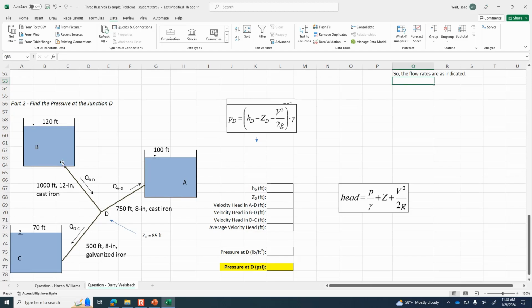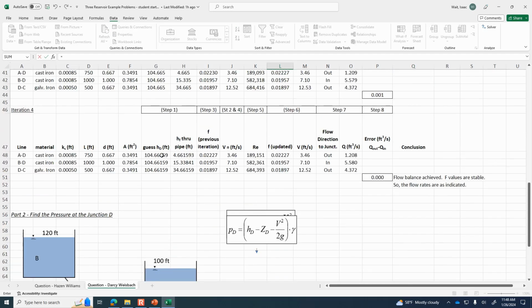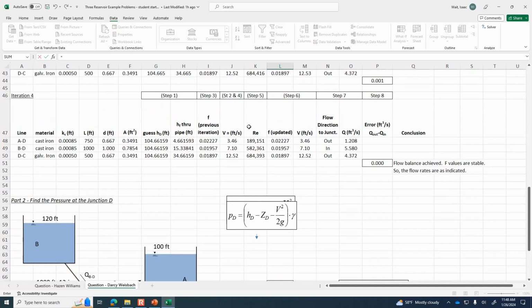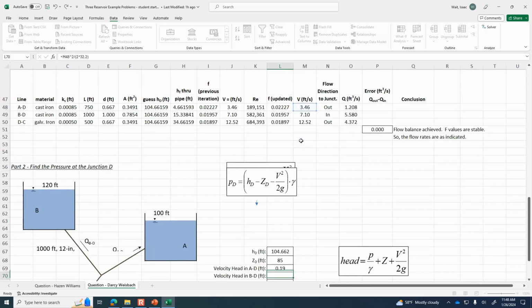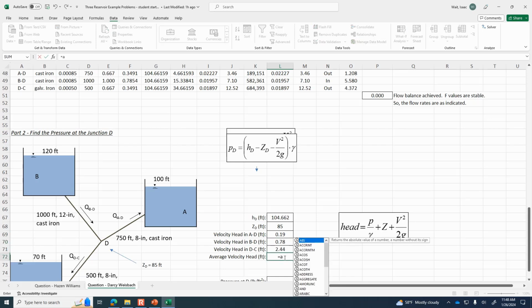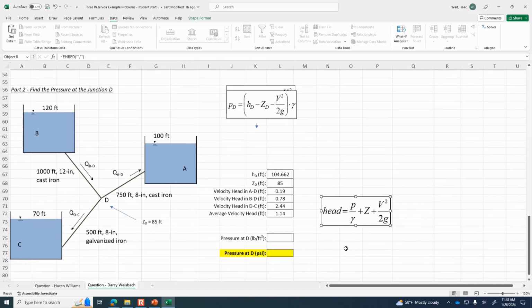And then the process of calculating the pressure at junction D is just the same as in the example from Wednesday. We know the head at D, and we know the elevation at D is given as 85 feet. We'll calculate the velocity head in each of the pipes. So it is V squared divided by 2 times 32.2. So that's divided by 2G. So the velocity head in each of the pipes, then the average velocity head, because we're going to use that in this formula.